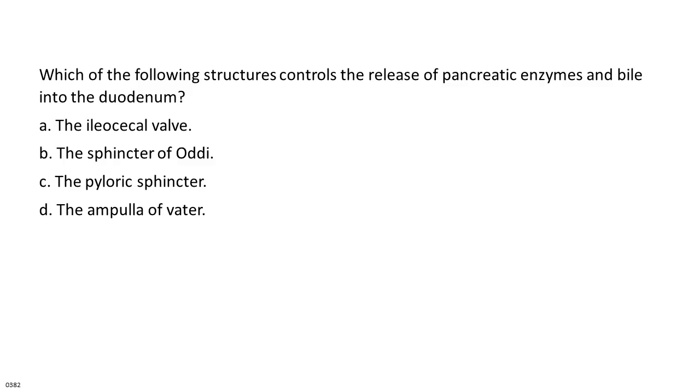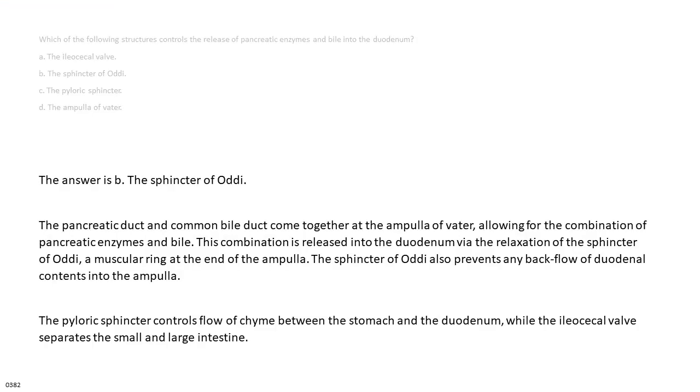Which of the following structures controls the release of pancreatic enzymes and bile into the duodenum? A. The ileocecal valve. B. The sphincter of Oddi. C. The pyloric sphincter. D. The ampulla of Vater. The answer is B. The sphincter of Oddi.